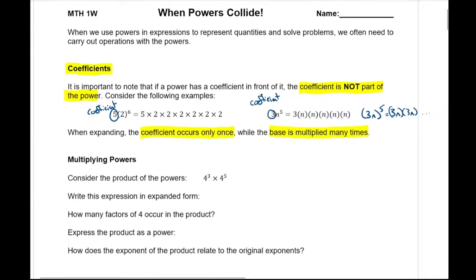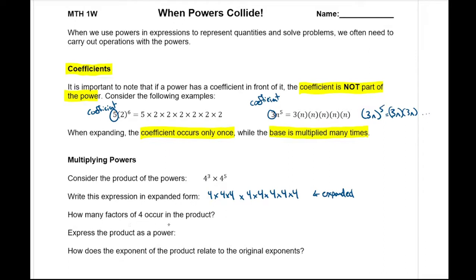So we're going to look first at what happens when we multiply powers together. Here we want to consider the product of the powers 4 to the power of 3 times 4 to the power of 5, and we're going to write this expression in expanded form. Basically we're going to write what these two powers represent. 4 to the power of 3 means 4 times 4 times 4. And all of that is multiplied by 4 to the power of 5, which is 5 fours, all multiplied together. This is what we call the expanded form, because it's just the expanded or larger version of our powers.